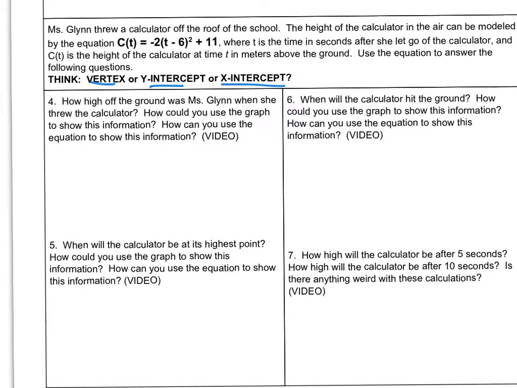For question 4, how high off the ground was Miss Glynn when she threw the calculator? This is at the beginning. This is a y-intercept question. So in terms of how to do this, that means when t is equal to 0. So we've got negative 2 times (0 minus 6) squared, and then plus 11. Oh, I think this is going to be fun. So that's going to be 36. 36 times negative 2 is negative 72.